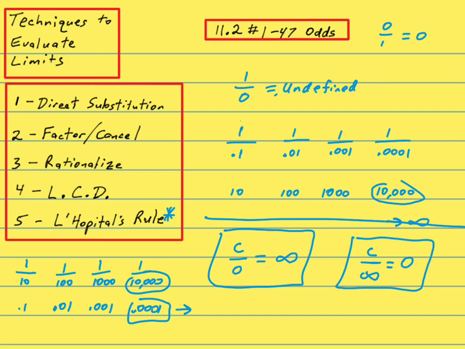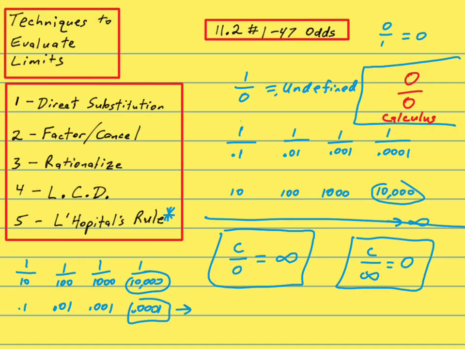Where it really gets interesting is when we start talking about things such as 0 divided by 0. That's called an indeterminate form. And that's where the calculus comes in. When we start getting 0 divided by 0, that's where Newton and Leibniz come into play.